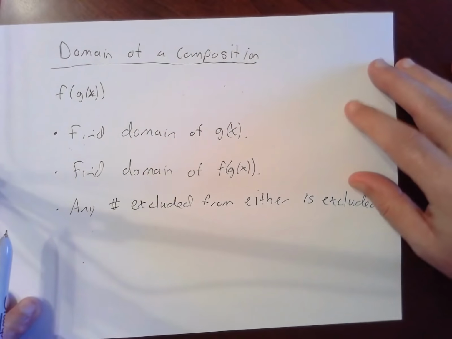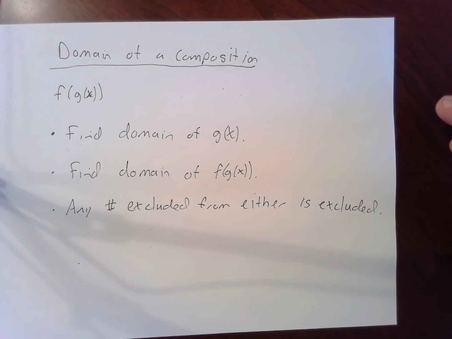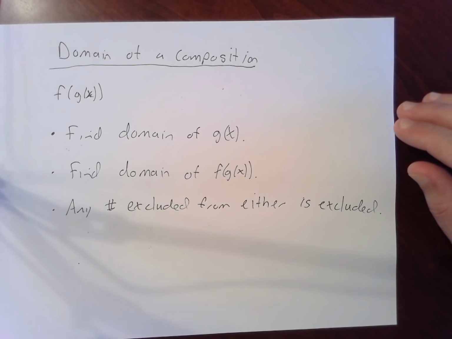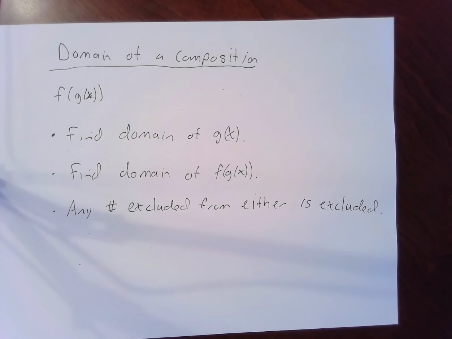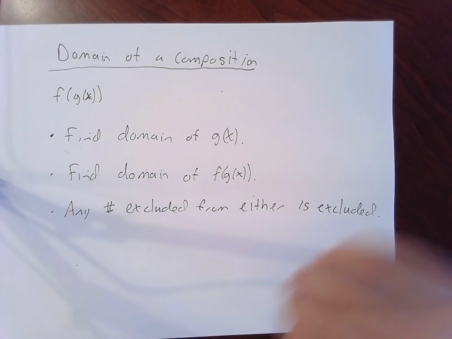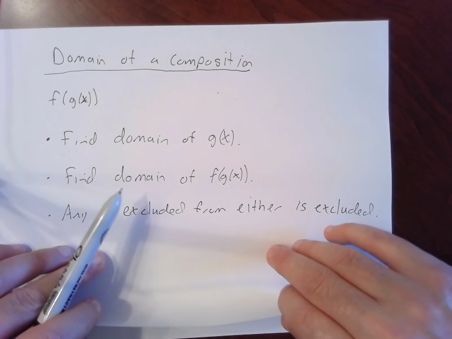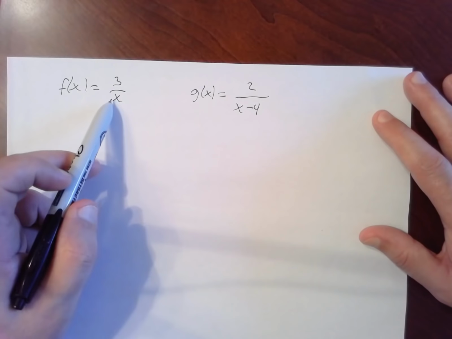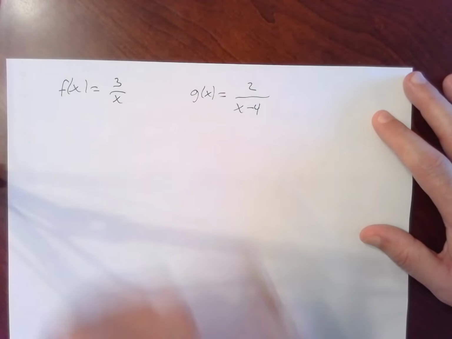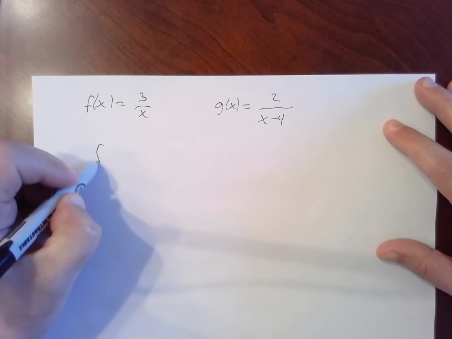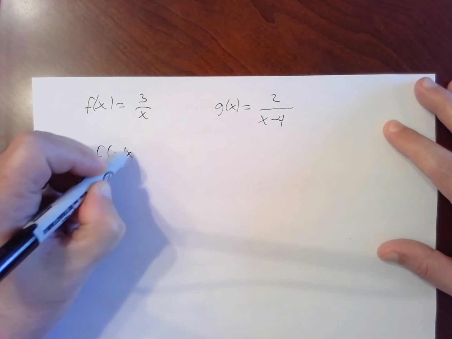Okay, how do we find the domain of a composition? Well, we find the domain of the inside function. We find the domain of our final formula. We write down the formula and look at the domain. Any number that's bad in either of those will be bad in the final domain. Okay, so for example, we've got f of x is 3 over x, g of x is 2 over x minus 4. Let's write down what f of g of x would be.